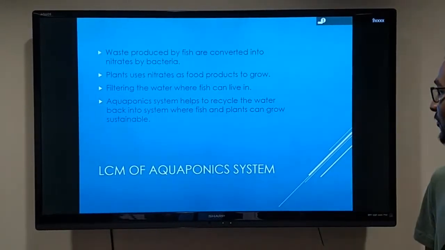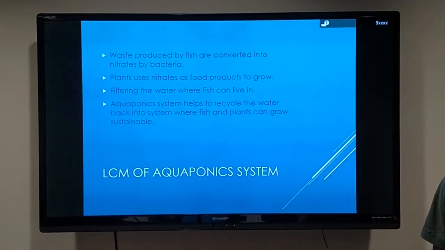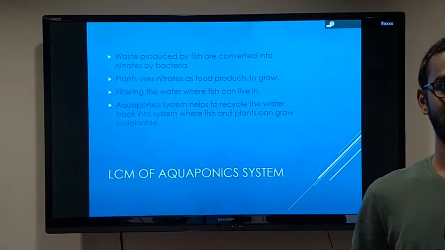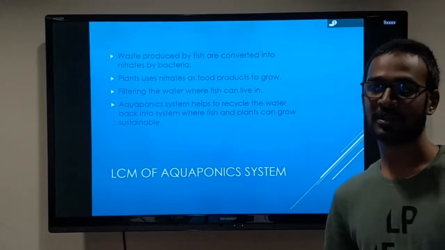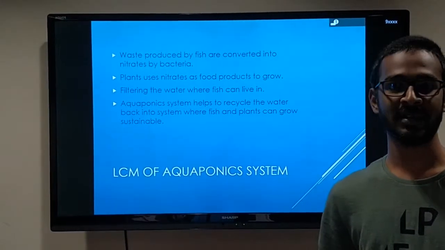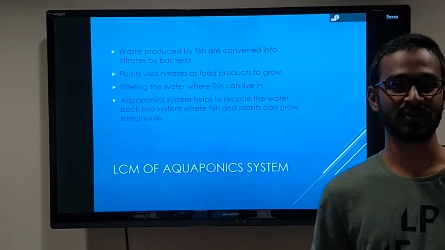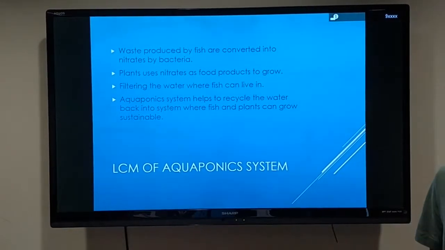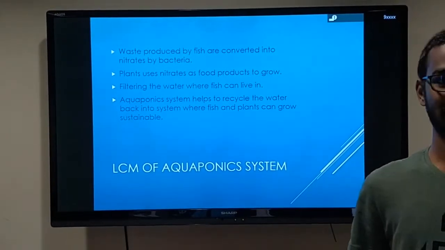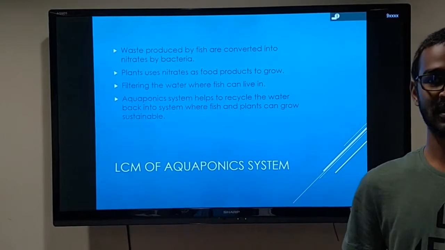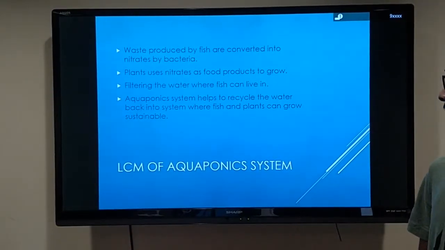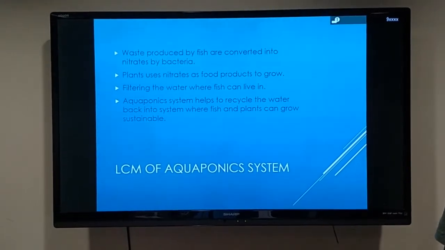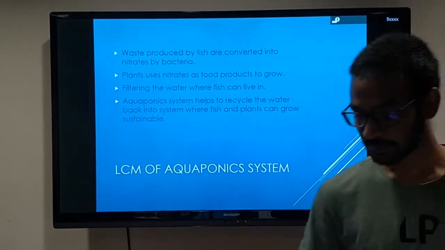Going forward, in an aquaponics system, firstly we need to make a setup plan, where fish produce ammonia and it changes to nitrates, which gives food to the plants, and the water is filtered by the plants and goes back to the fish to live in. The aquaponics system helps to recycle the water back into the system where fish and plants can grow sustainably.